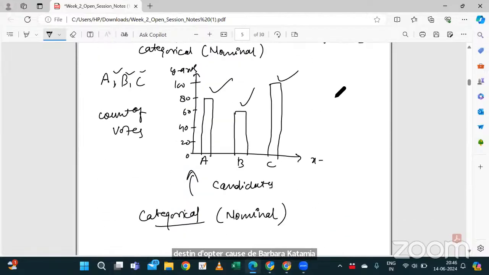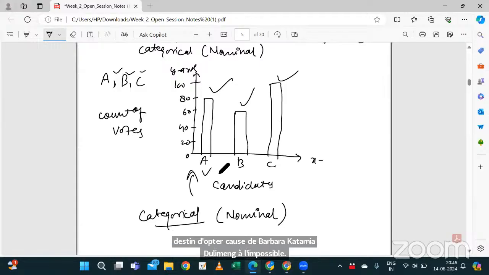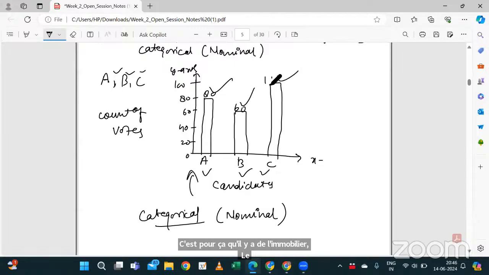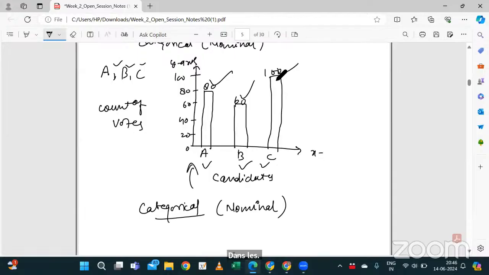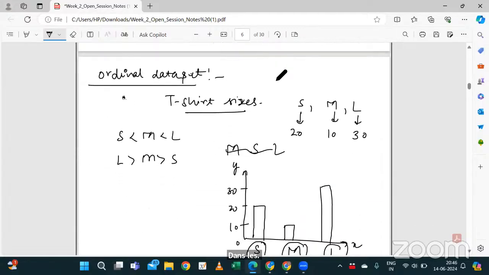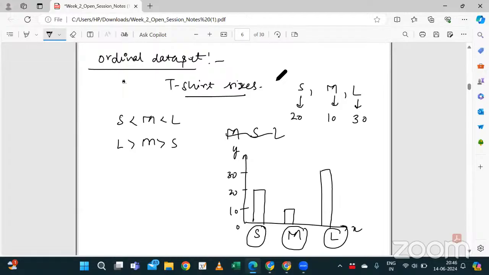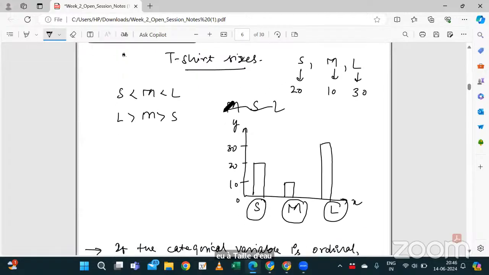Now, similarly, suppose candidate A, candidate B, and candidate C are there. Candidate A received 80 votes, candidate B received 60 votes, and candidate C received 100 votes. Here we are interested in the count of votes. Now, if I have an ordinal data set, I will try to present the order of the data set. Okay, so order is important.